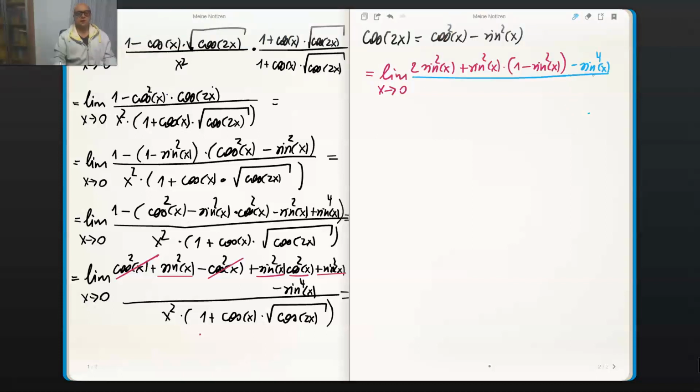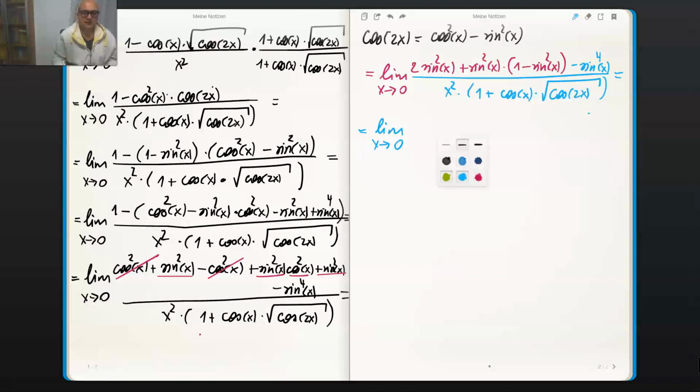We're dividing all that stuff by x squared times 1 plus cosine of x times square root of cosine of 2x. Nothing special about the colors. Sometimes I decided to make life more colorful. Alright. So what is happening here? Well, are we on the right path? Seems to be right. Because you see, the more sines we have, the more cosines in the denominators, the more sines in numerators, and the more x squares that we can combine with sine squares. It seems to be right.